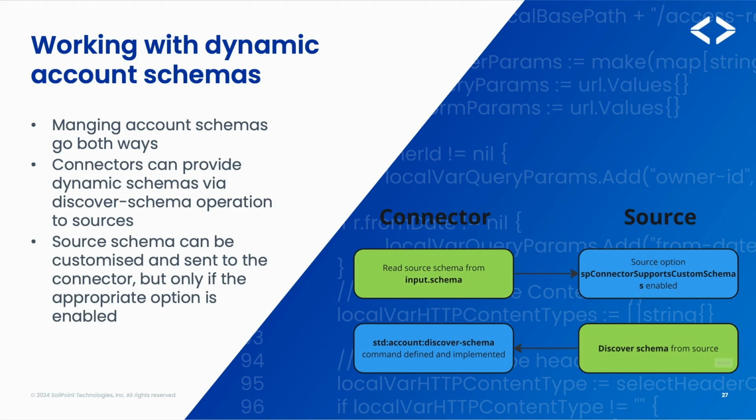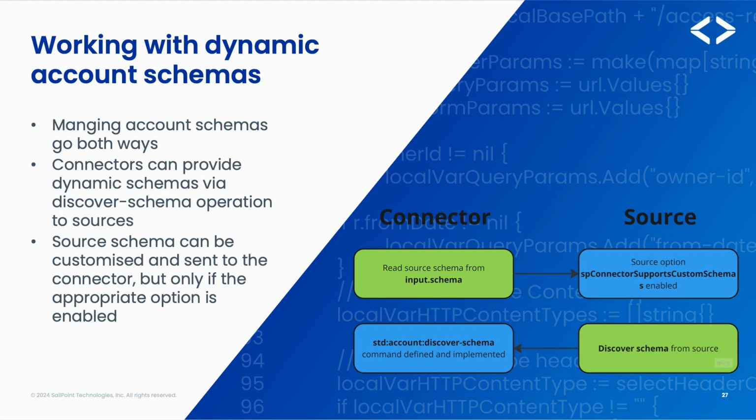However, this only goes one way. This means that it's the connector that sets the account schema, and a schema change on the source would likely break account operations. In order for the source to provide a custom schema to the connector runtime, we need to enable a particular option in the source. This can be automatically done by adding the appropriate option in the connector-spec.json file.